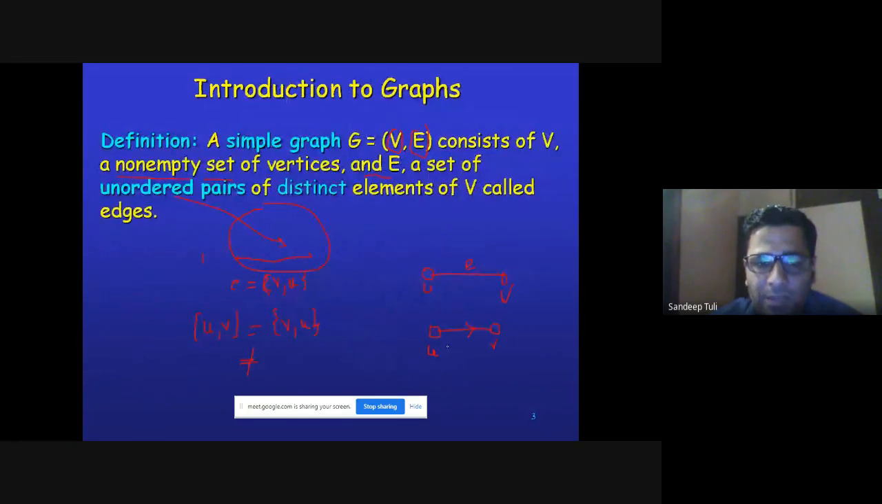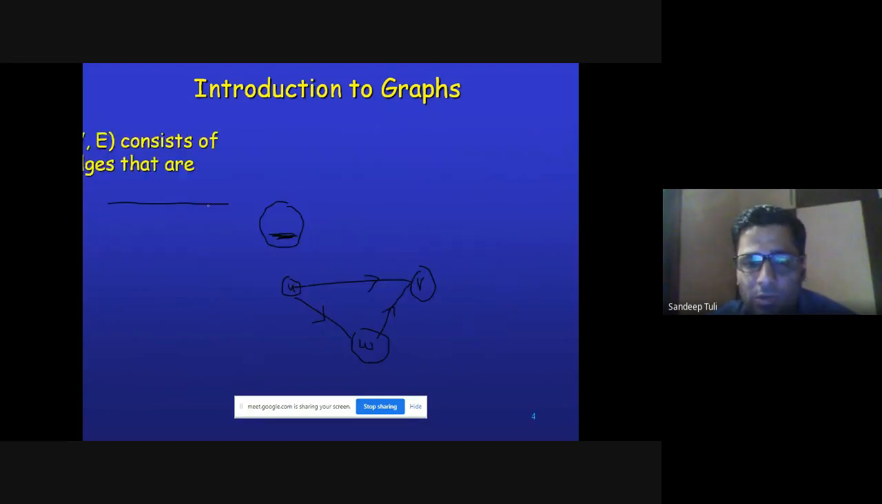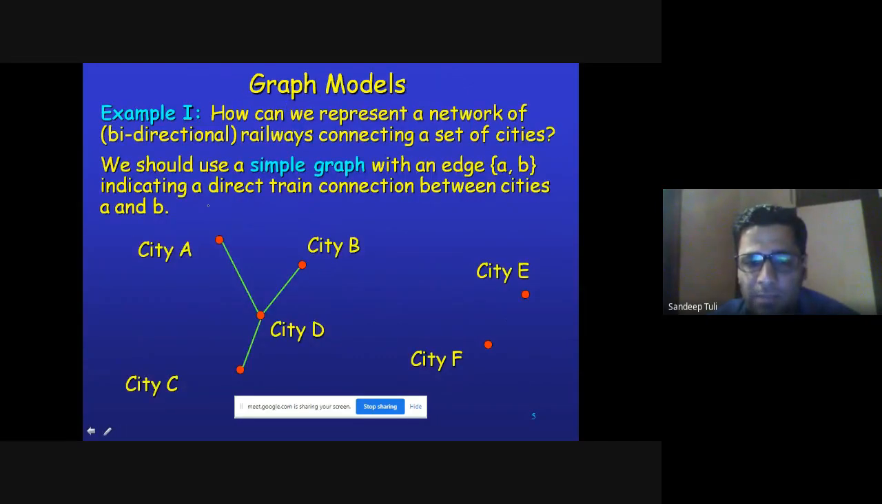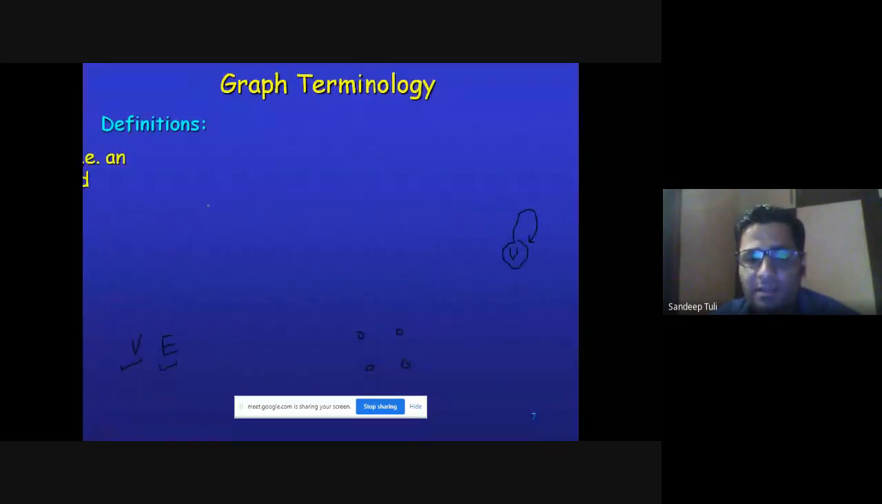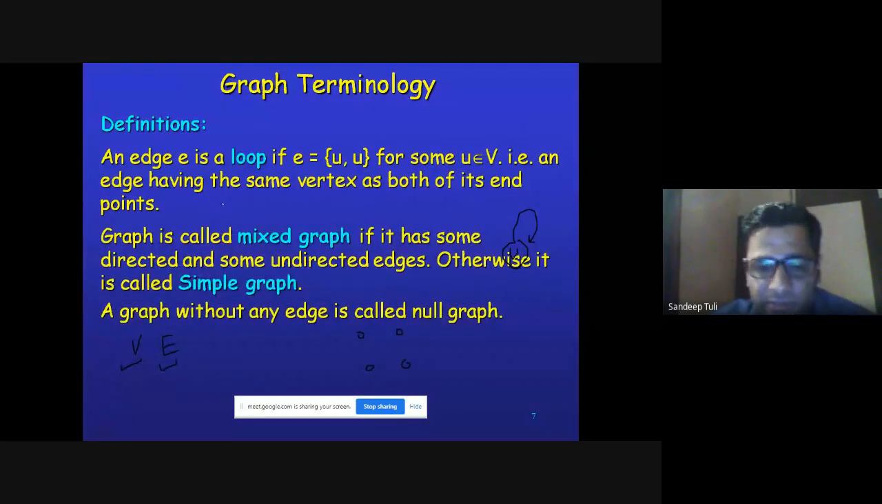Do you remember that? Non-empty set of vertices, but E could be empty. At that time, I also told you that a graph where only vertices are there, with no edges, is also a graph. So can this single vertex be a graph?